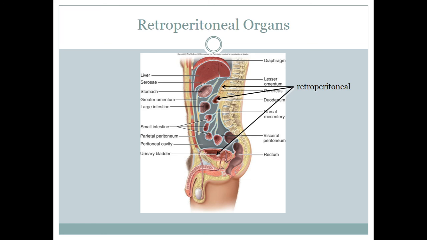The other organs, like the stomach, most of the large intestine, most of the small intestine, that is completely surrounded by the visceral peritoneum, is referred to as intraperitoneal. That's spelled I-N-T-R-A and then peritoneal. Intra means within, so that means it's within the peritoneal cavity.